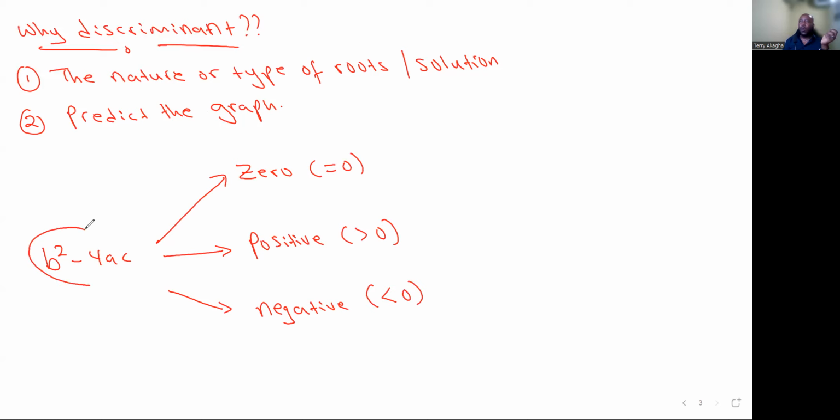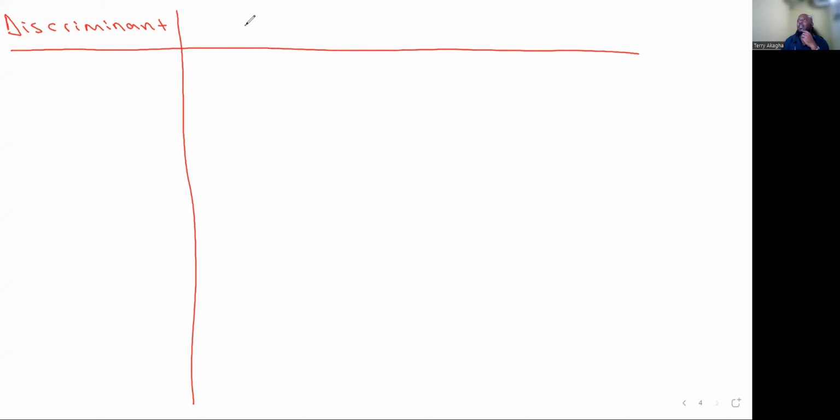Because this is what we call the discriminant, all right? So this is what I'm going to talk about. I'm going to do a table so that we can talk about when the discriminant is 0, what does that imply? When it's positive, or when it's negative? So first things first, I'm going to go to the next slide and draw a table there. So I'm going to draw a table to make it easy. On this column, I'm going to put discriminant. Then on the other part, I'm going to write the nature.